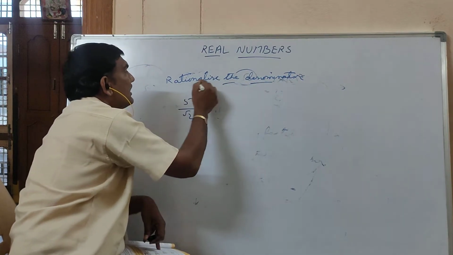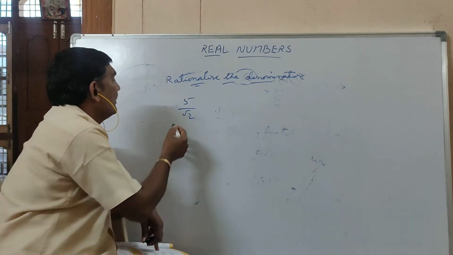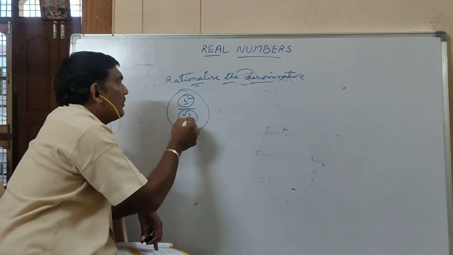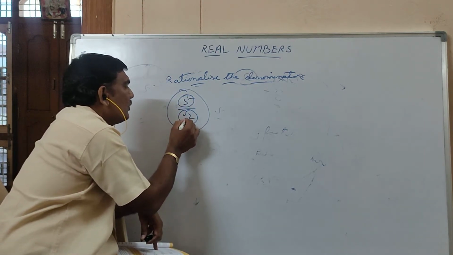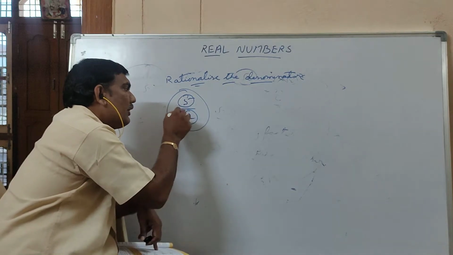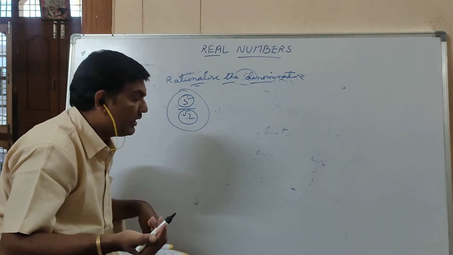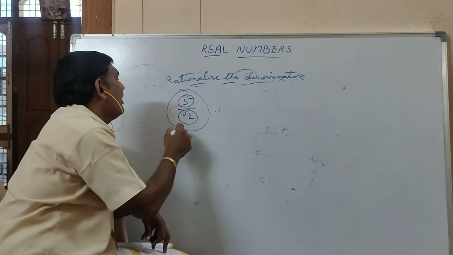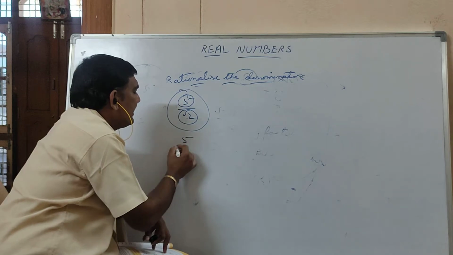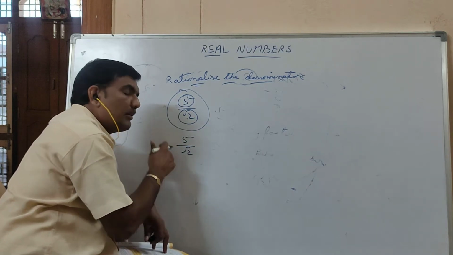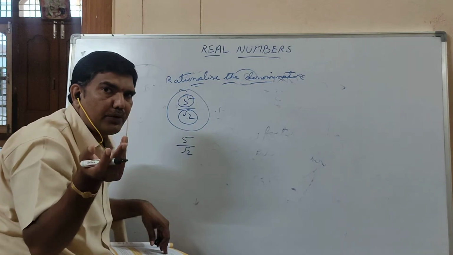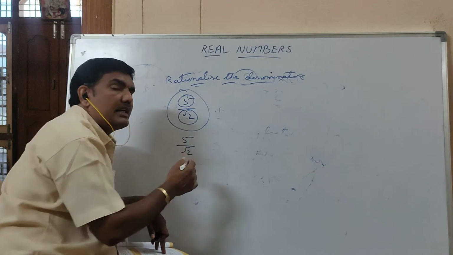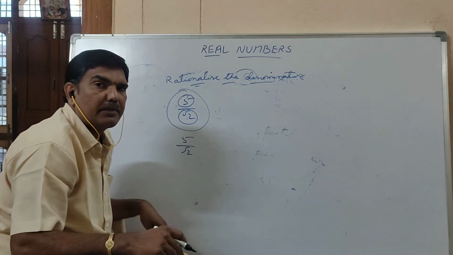What is the meaning of rationalize the denominator? We'll see it here. It is having a numerator and denominator. It is a fraction, means it is a rational number. 5 is in the numerator, root 2 is in the denominator. In the denominator, what are you seeing? You are seeing an irrational number. What is the question asking? Rationalize the denominator. Its meaning is, in the denominator some irrational number is there. What you have to do? You should rationalize it. Means you have to make the denominator a rational number.